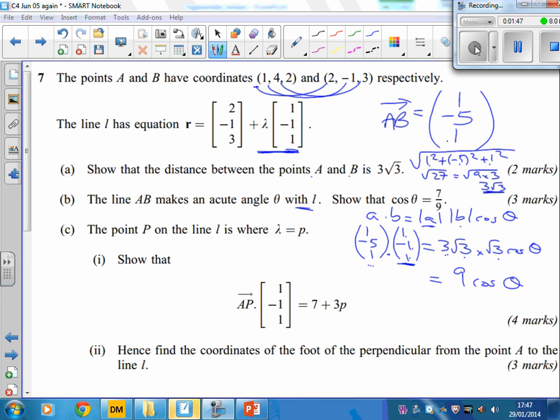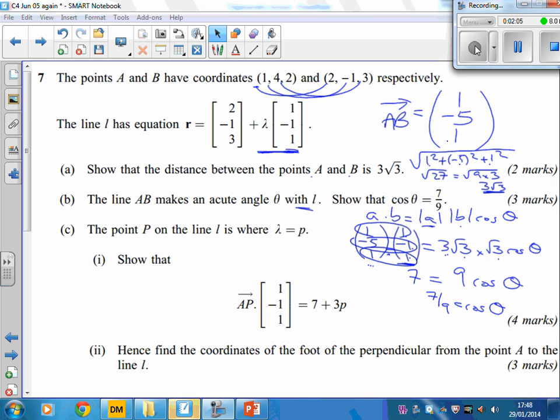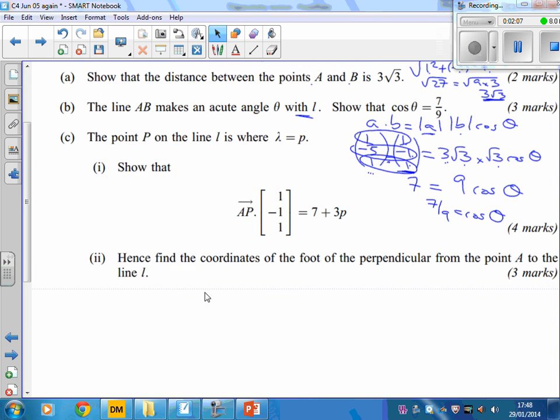And on this side over here, I've got 1 times 1, minus 5 times minus 1, and 1 times 1, so 1, 6, 7. I've got 7 ninths. So I divide both sides by 9, and I've got cos theta equals 7 over 9, as we were asked for. We weren't even asked to find the angle, so we can leave that there.